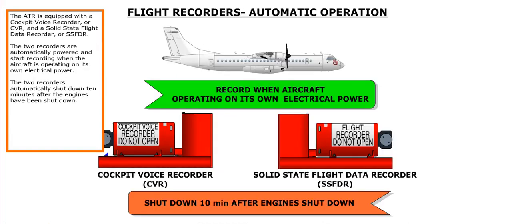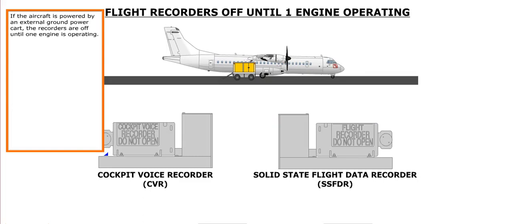The ATR is equipped with a cockpit voice recorder, or CVR, and a solid-state flight data recorder, or SSFDR. The two recorders are automatically powered and start recording when the aircraft is operating on its own electrical power. The two recorders automatically shut down 10 minutes after the engines have been shut down. If the aircraft is powered by an external ground power cart, the recorders are off until one engine is operating.